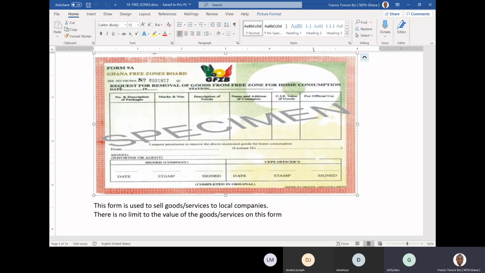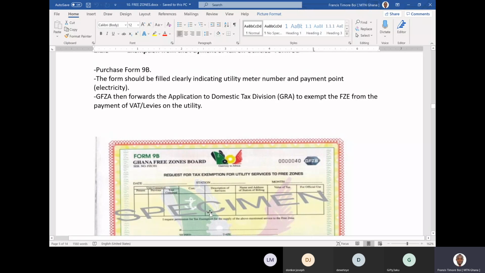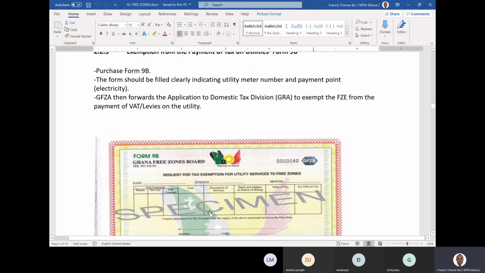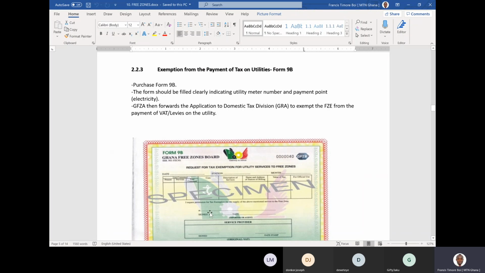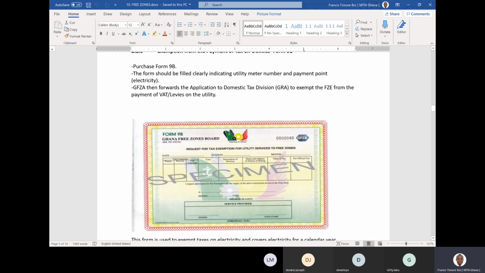This one is a tax matter, so you have to check and see that they have filled it properly, and then you tell them the implications of all this. And these are all in the law. Now, there's Form 9A and Form 9B. The B is used for utilities. It also goes through the same process.